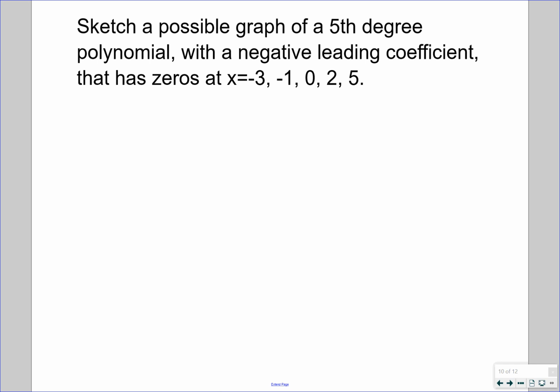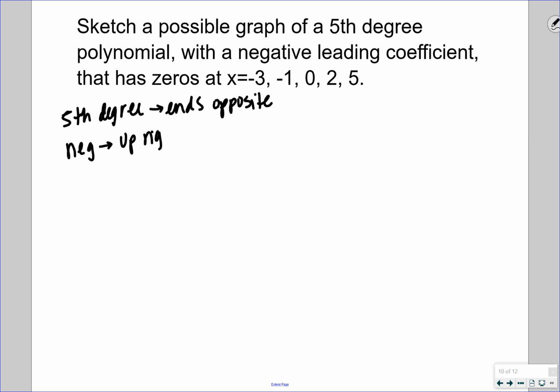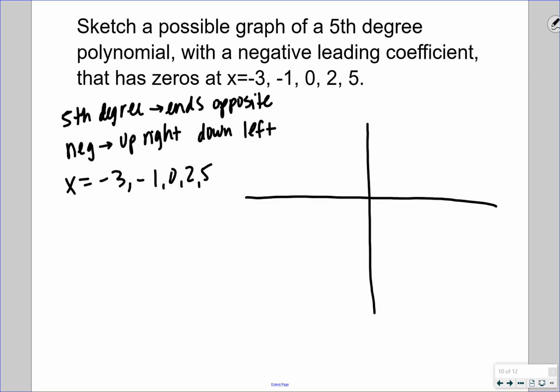Let's do it again. I have a possible 5th degree polynomial. So again, my ends are going to go opposite ways. Spelled degree wrong. A negative coefficient, which means I'm going to go up on the right and down on the left. And then I have zeros at -3, -1, 0, 2, and 5. So this one gives me, honestly, a little bit more specifics.